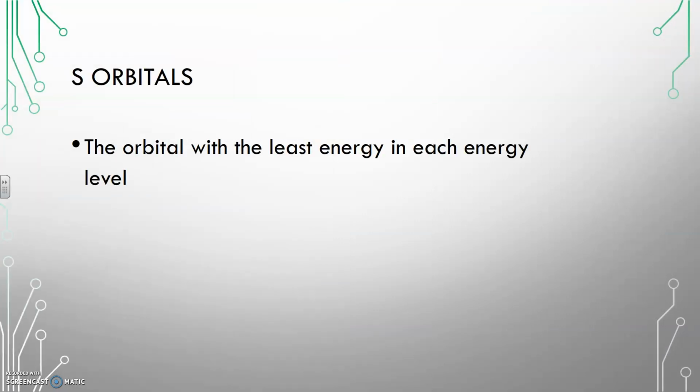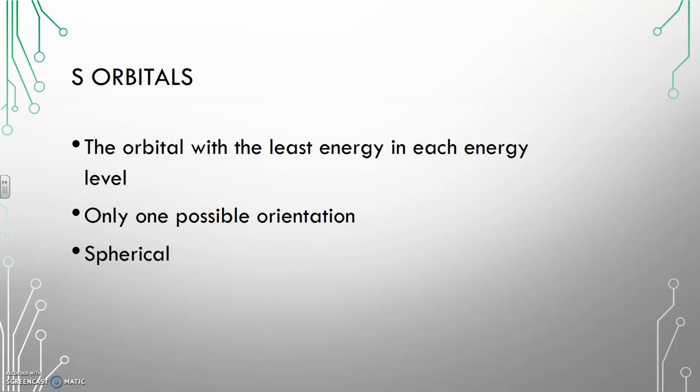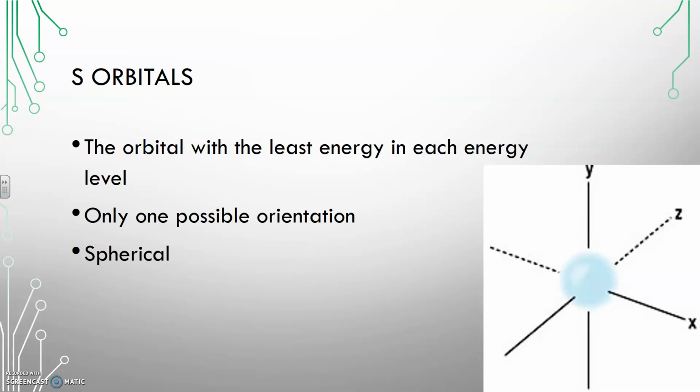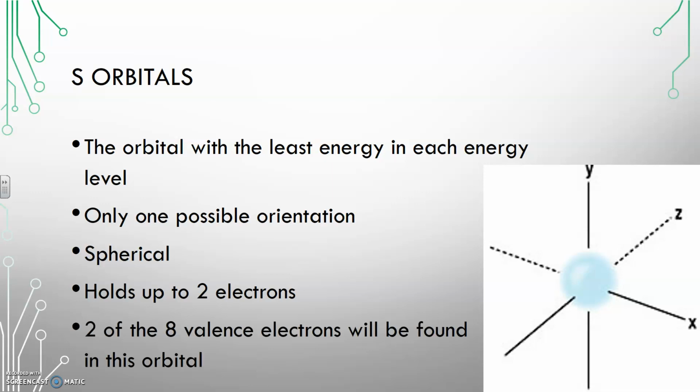So, s orbitals. These are the orbitals with the least energy in every energy level. They only have one possible orientation. They are spherical, so they can only hold up to 2 electrons. When I talked about the first energy level only holding 2 electrons, this is what I was talking about. It only has one orientation, one basically way for the electrons to be in that shape, so it can only hold up to 2 electrons. Then 2 of the 8 valence electrons will actually be found in this orbital.